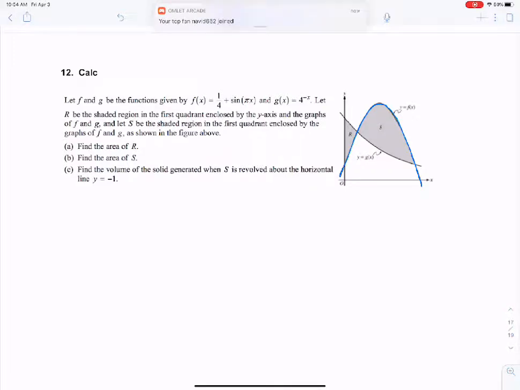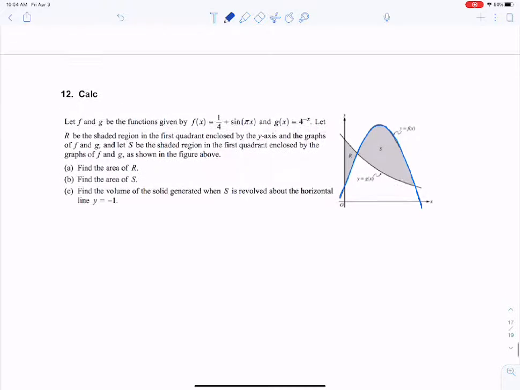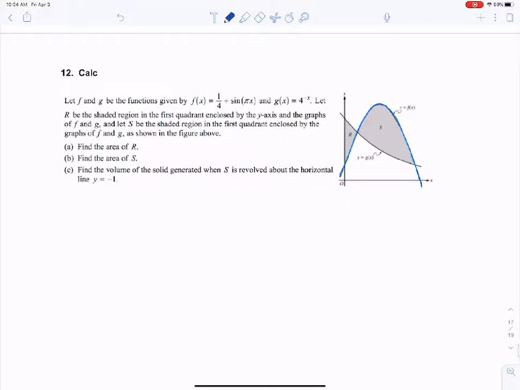Let R be the shaded region. Okay, those look good. So find the area of R. By the way, this is a calculator question. Perfect. So we're going to find the area of region R.